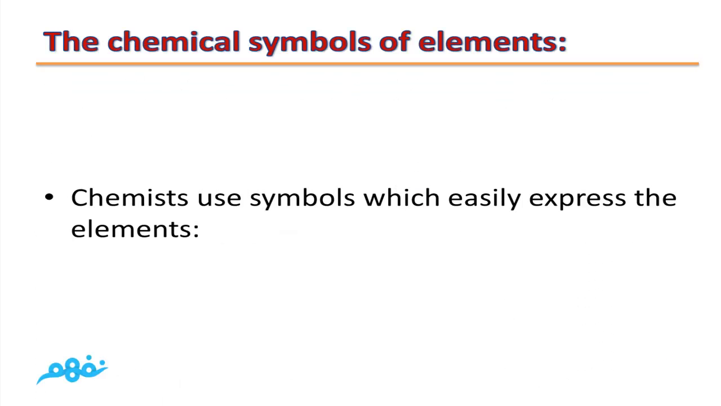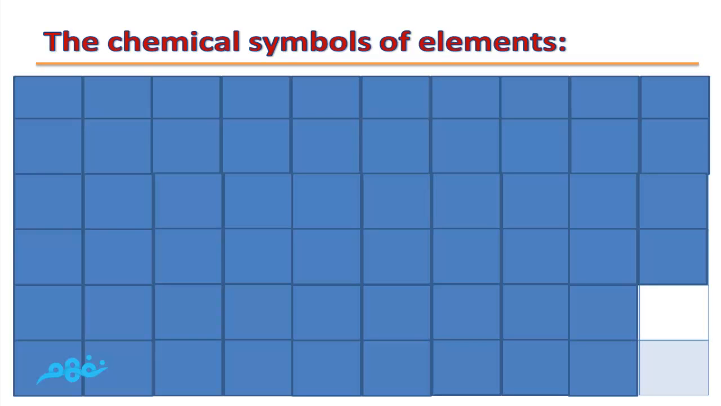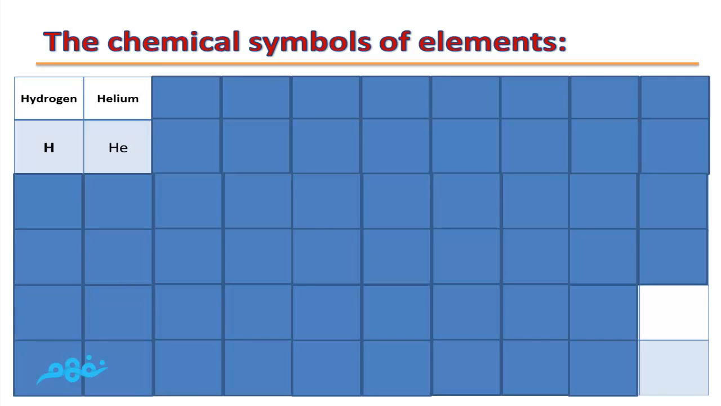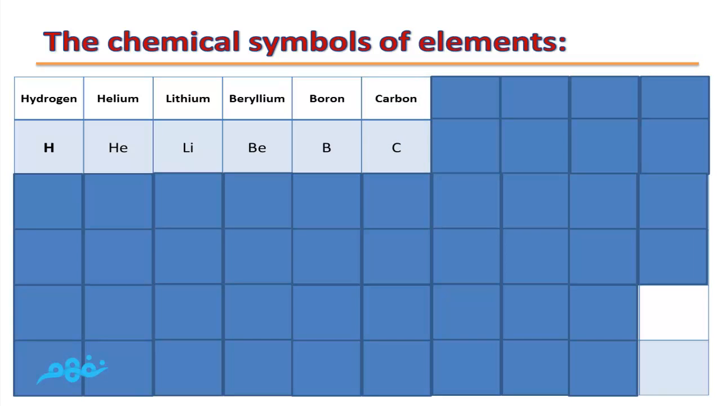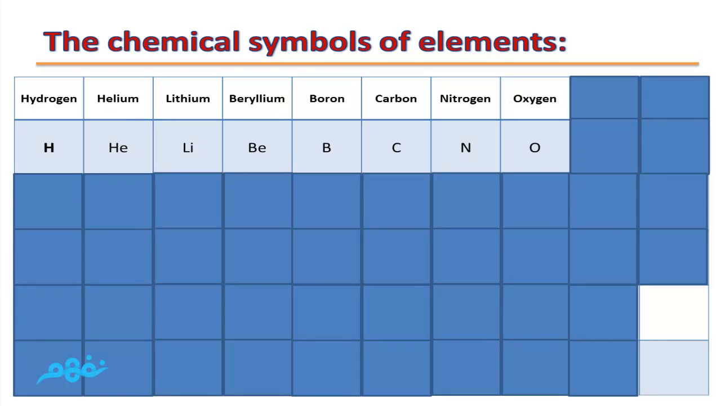Chemists use symbols which easily express the elements. Chemical symbols of elements. We have to memorize each element and its symbol. Hydrogen, its symbol is H. Helium, He. Lithium, Li. Beryllium, Be. Boron, B. Carbon, C. Nitrogen, N. Oxygen, O. Fluorine, F. Neon, Ne.